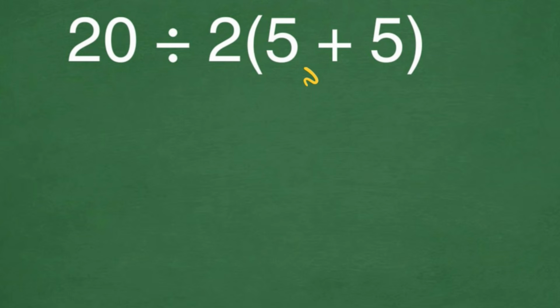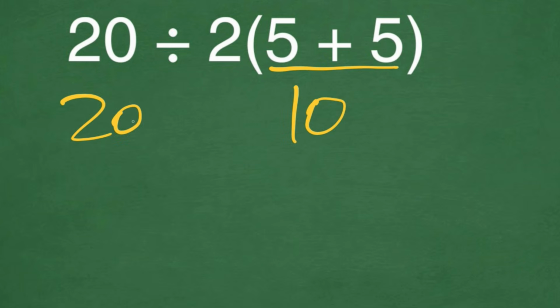So here we have parentheses. Of course, we have to do that first. And 5 plus 5 gives us 10. And the problem becomes 20 divided by 2 times 10.